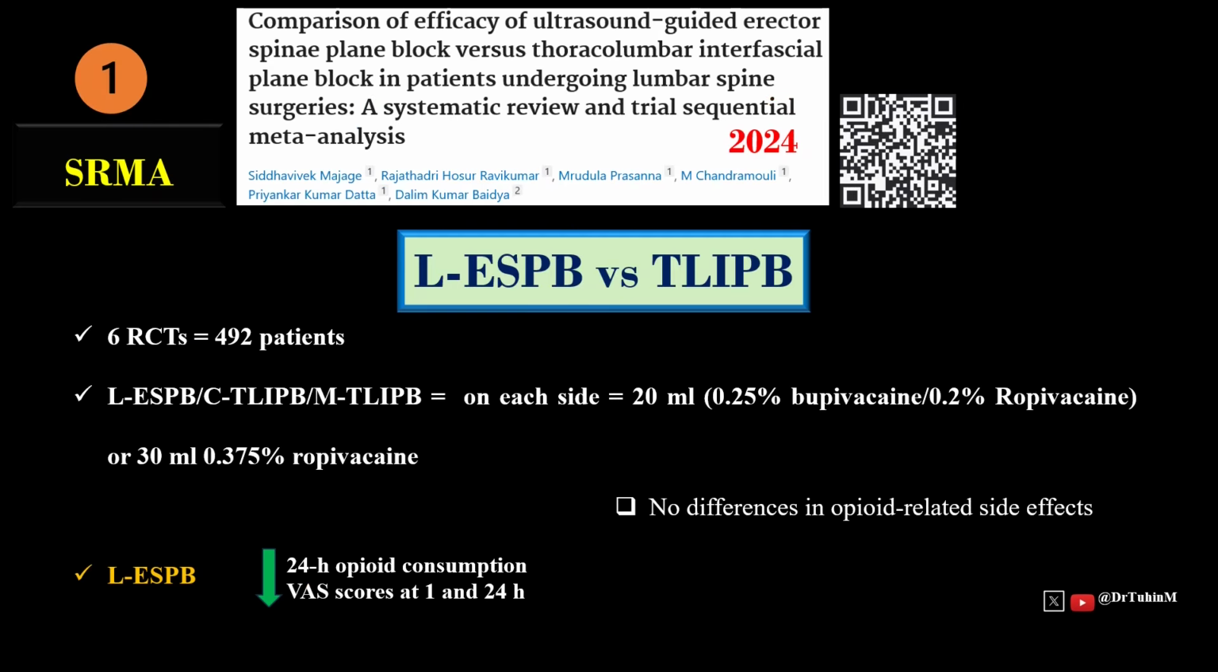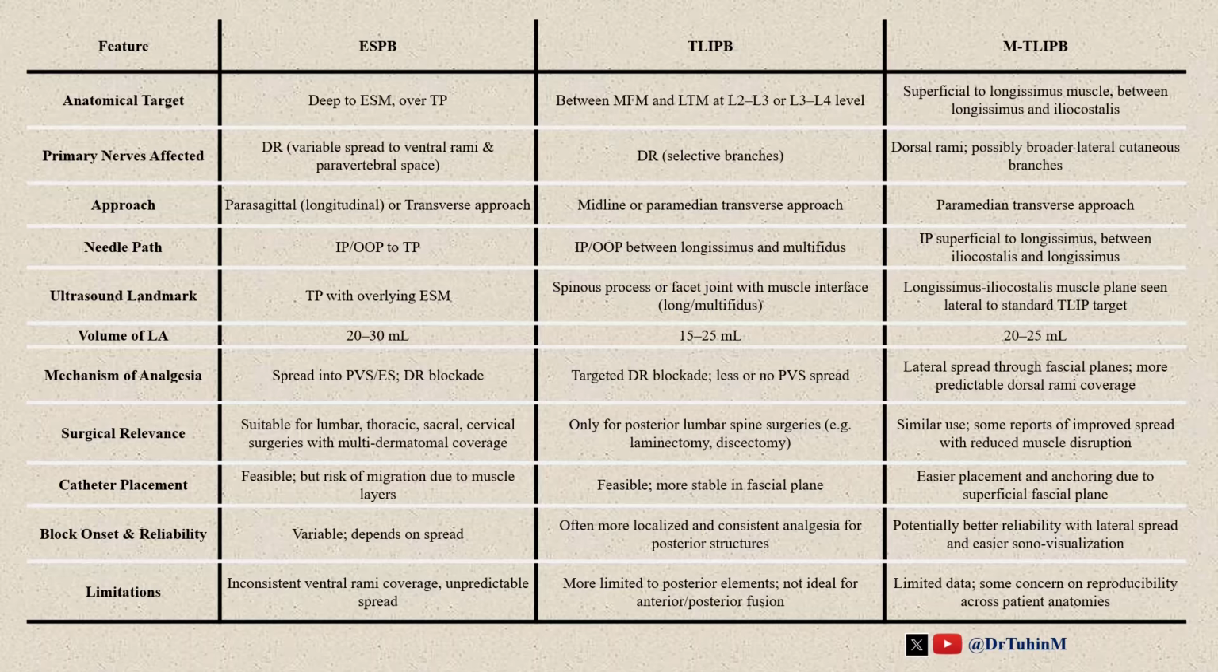It is not right to compare the erector spinae with the TLIP block, but still it was compared in this meta-analysis. We can see erector spinae is obviously a winner. It has less opioid consumption and VAS scores at 1 to 24 hours, but there was no difference in opioid-related side effects. I have formulated this table for you.